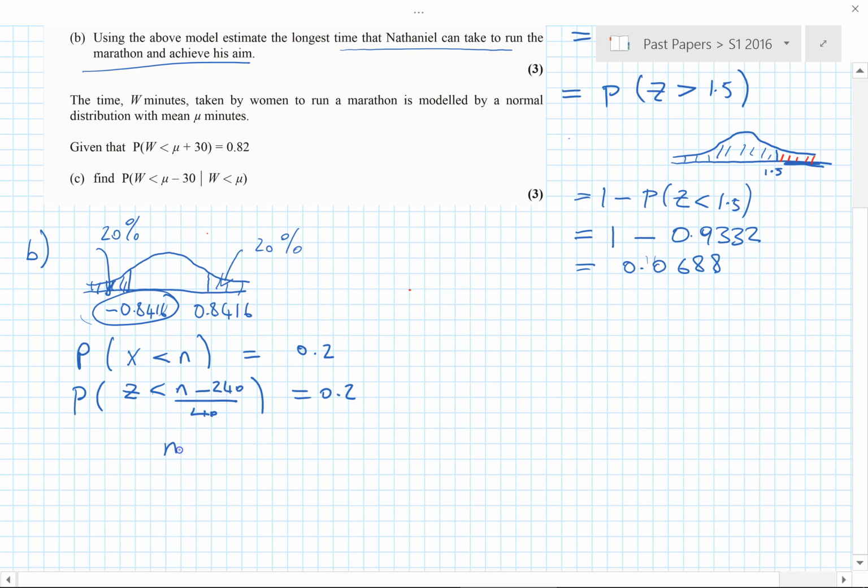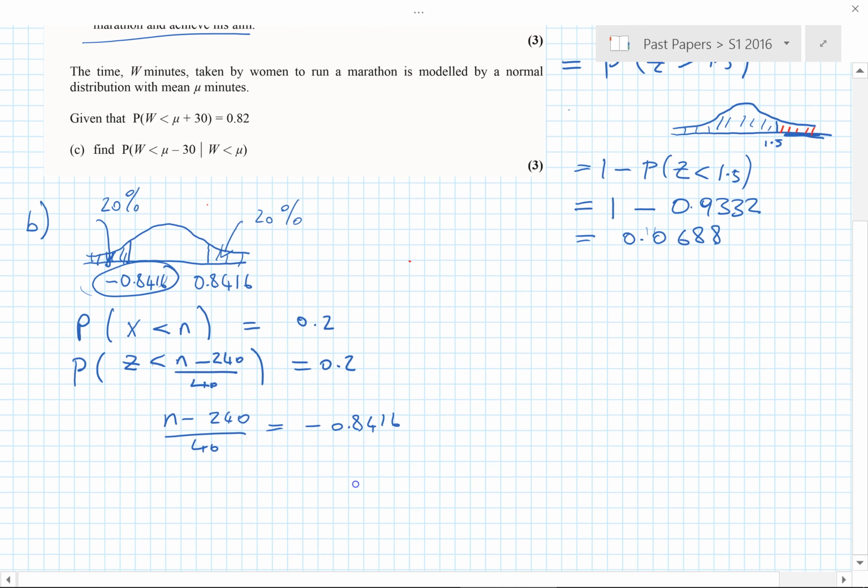So we can now say that (n minus 240) over 40 is equal to minus 0.8416. So just rearranging that, n is equal to 240, take away 40 times 0.8416, and to three significant figures, that comes to 206 minutes.